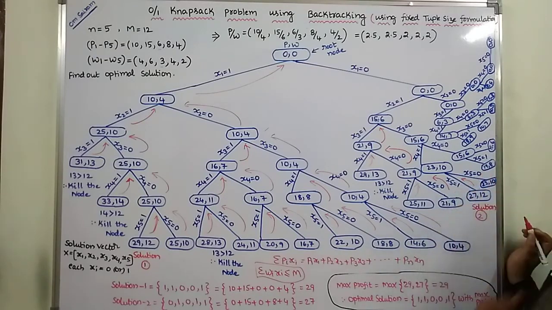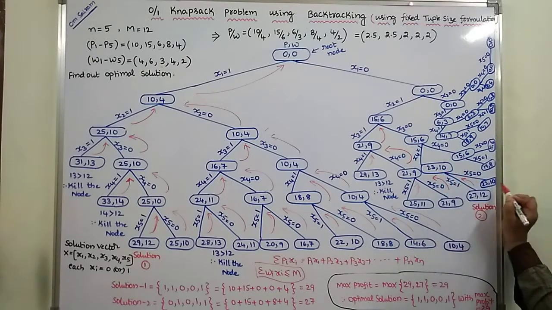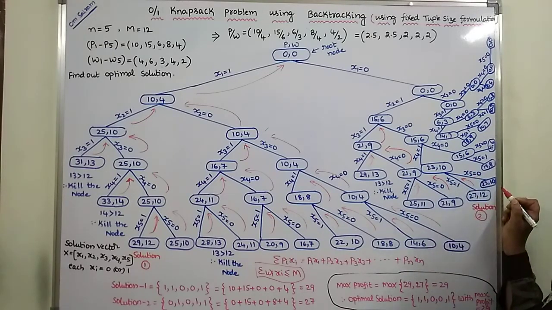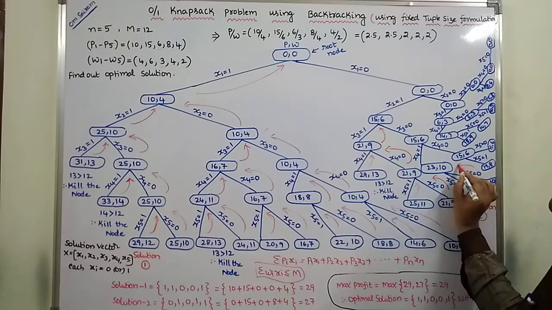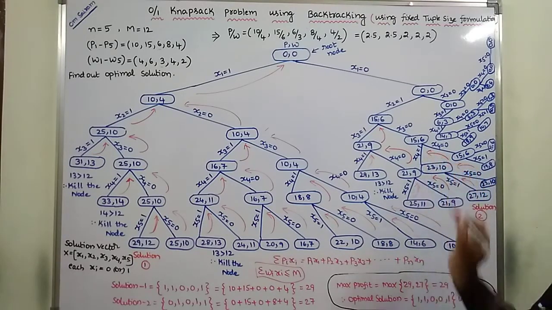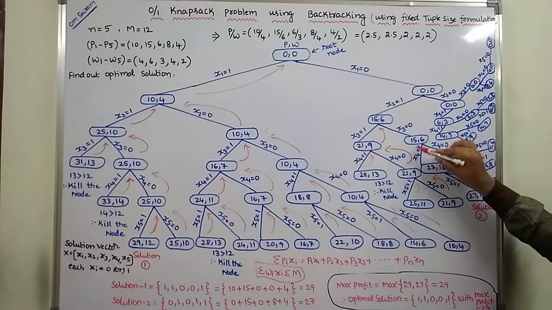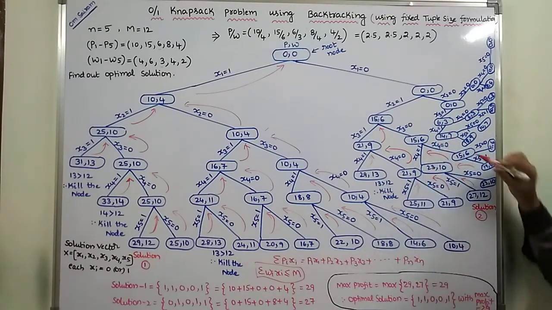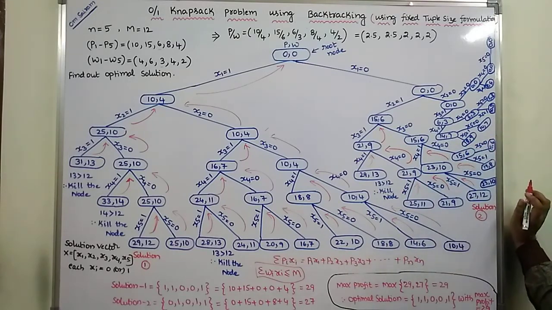Another choice is x suffix 5 is equal to 0. So here 23 comma 10 we are getting the same. Here 10 is less than or equal to 12. Condition true, but there is no possibility of extending that node because 5 objects are completed. So again we have to backtrack. Here on the left-hand side x suffix 4 is equal to 1 and on the right-hand side x suffix 4 is equal to 0.